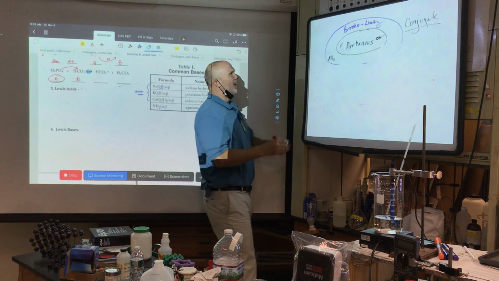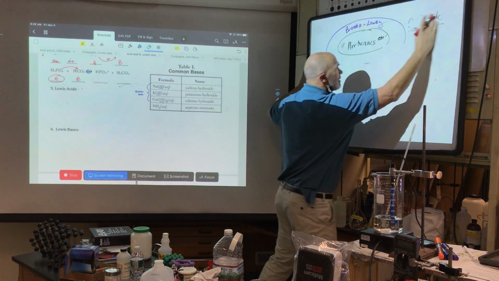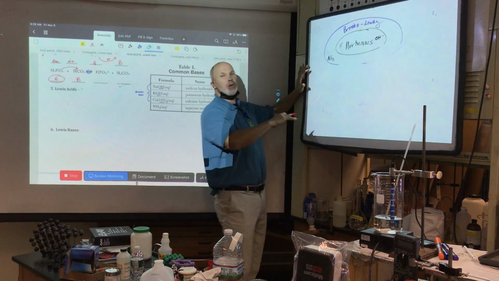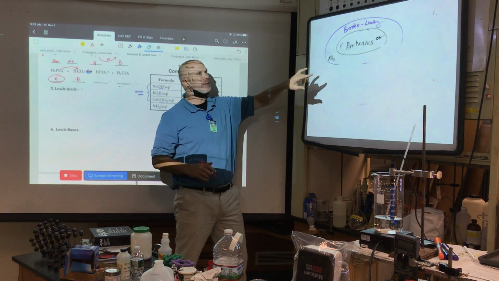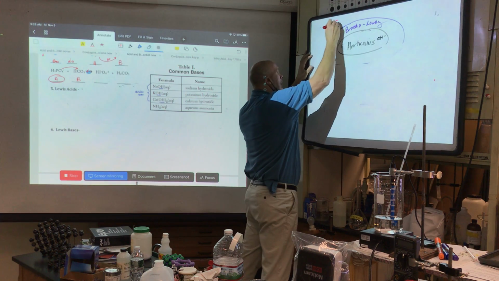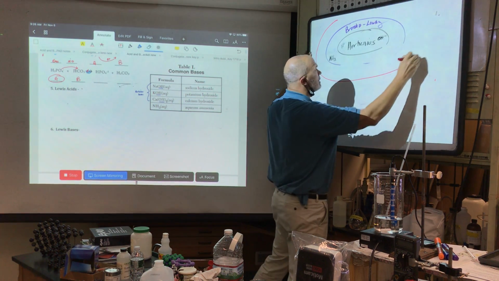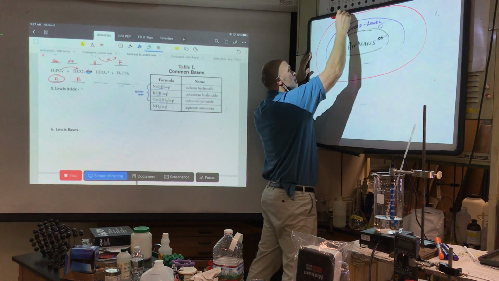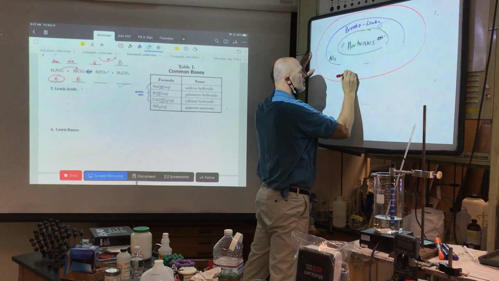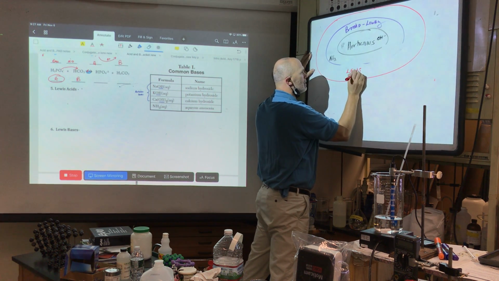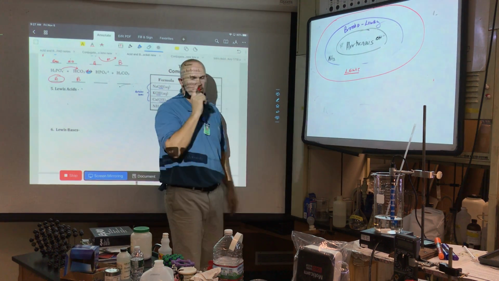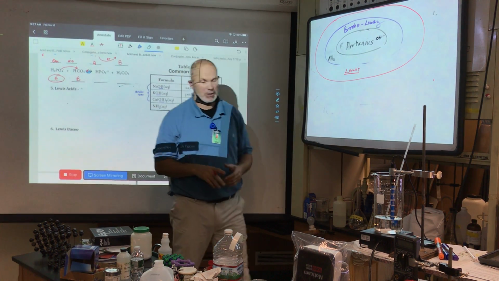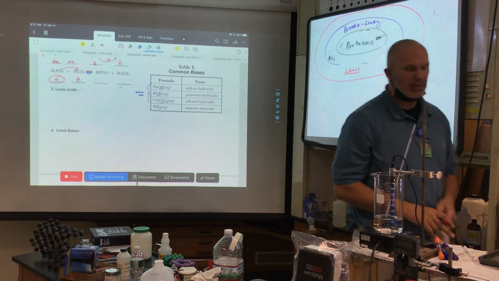All right, now, we have a better definition that includes, there are exceptions to Brønsted-Lowry. Brønsted-Lowry is not the best. So the best, all-encompassing definition of acid and bases is Lewis. The Lewis definition. Because this includes all things that are acid and bases.